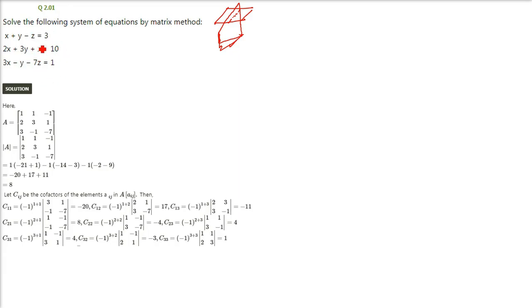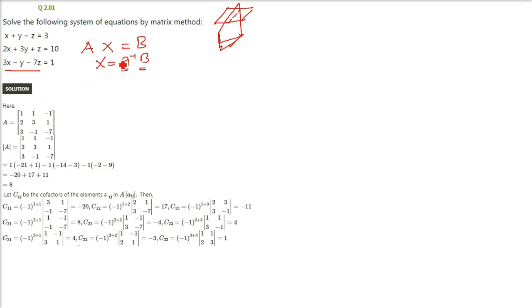On the left hand side you have x, y, z, so you will take the coefficients of x, y, z. But remember that the planes may be parallel, the planes may never intersect. So always see first of all that the determinant is giving you a proper value or not. It has to be non-zero. So the coefficients of x, y, z will be called A, x, y, z will be called X, and 3, 10, 1 will be B. And how do we write this? X will be equal to A inverse B. So we have to find out the A inverse.